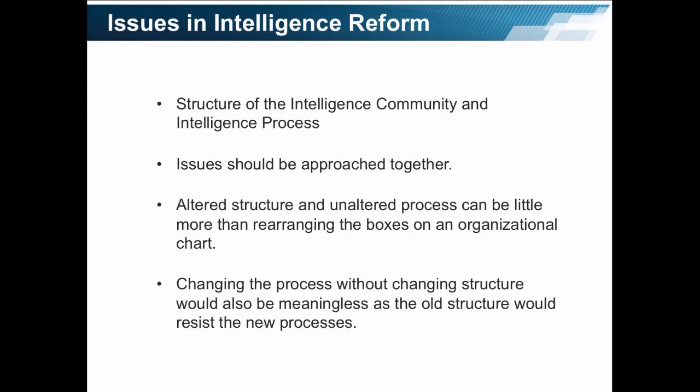The issues in intelligence reform needed to address the structure of the intelligence community, who were the parts and major players in the intelligence community, and also the intelligence process, who was responsible for the process and how the process was carried out. It also involved the fact that intelligence issues and security issues do not stand independently on their own. They are all interrelated, and therefore they must be approached together.